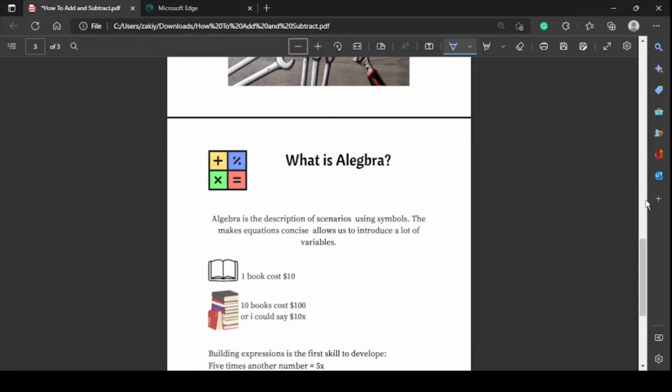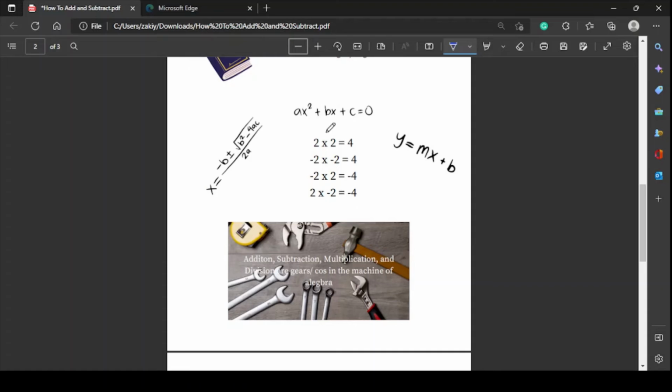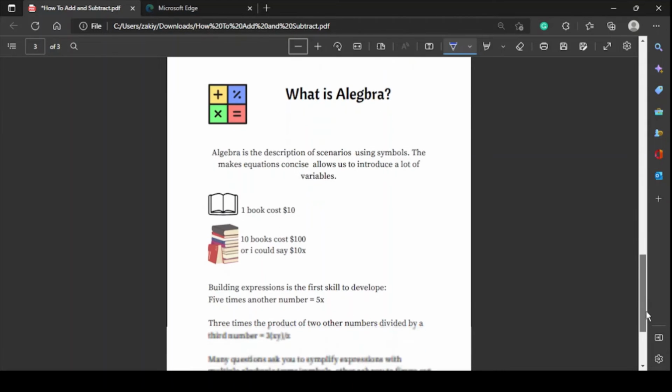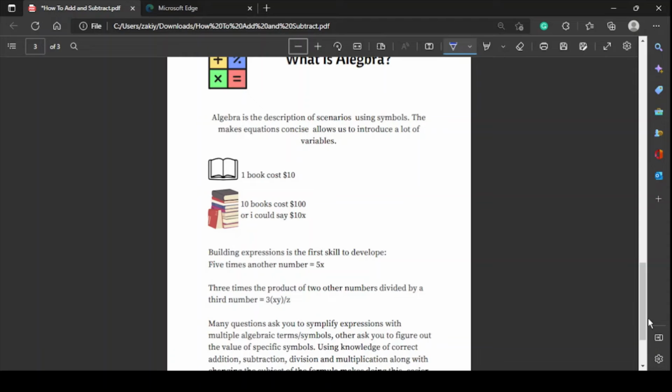As you've seen with these earlier equations here, algebra could let you make crazy stuff that would have been harder to correlate or to show using words alone. So let's say one book costs $10. That means 10 books would cost $100. But in algebraic terms, you could say that 10 books cost 10x dollars, where x in this situation represents the number of books, right? So building expressions is the first skill to develop when you're doing algebra.